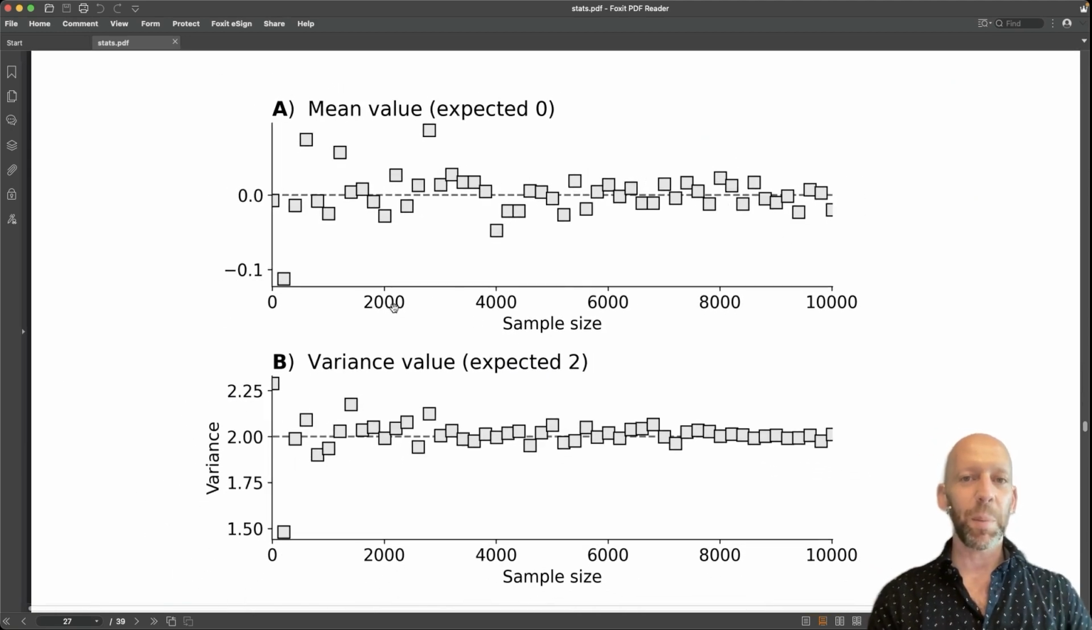Here we see sample sizes on the x-axis. Here is the empirical sample mean and the empirical sample variance for all these different iterations in this experiment for loop. So I'm going to talk more about how to interpret this and what conclusions we can draw from these two plots. But first I'll show you the code in Python.